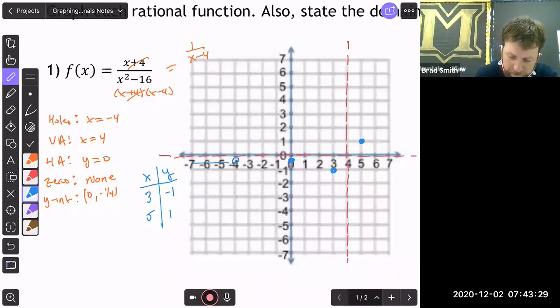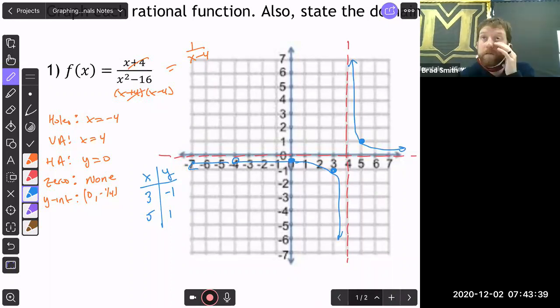And then rational functions, that tells you where we're going. So what they do is this. They kind of curl and go from there. So plugging in the 3 and plugging in the 5 is going to tell you which quadrant you're in. That's a good enough sketch for me here.